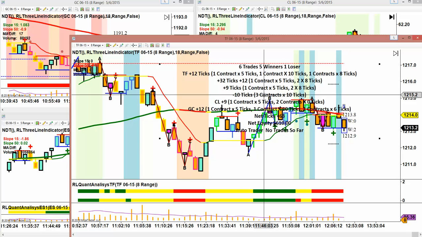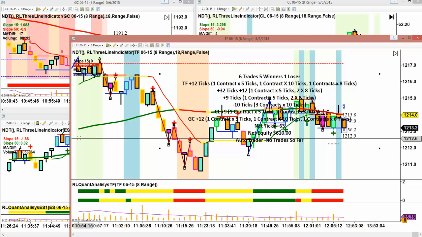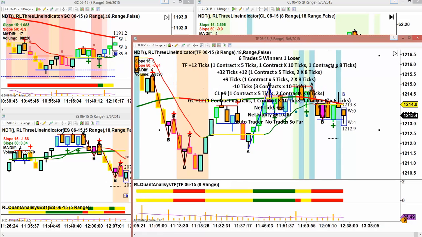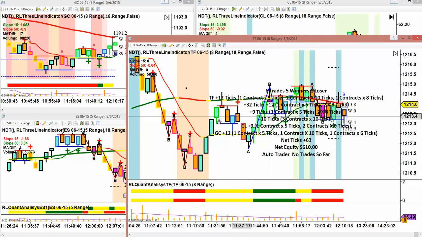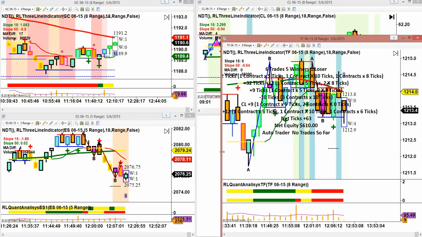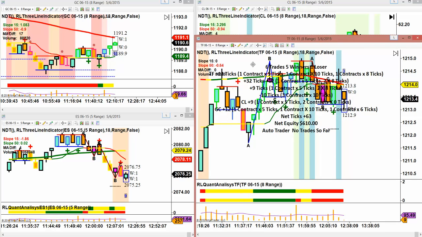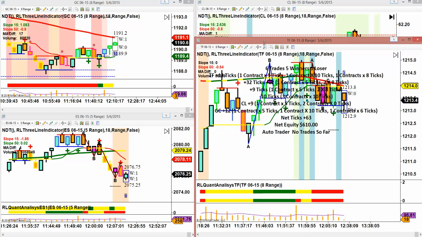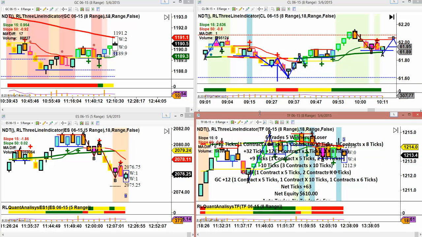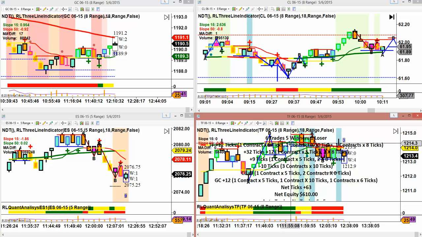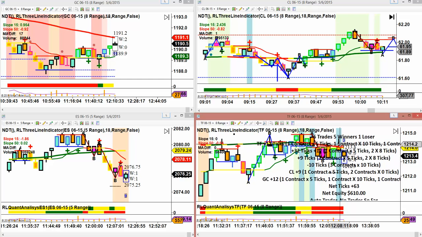So we traded ultra conservatively today, maybe a little bit too conservatively, but we wound up with over $600 of profit, and we're just going to continue. I have my thumb on the quant lines. They're very, very helpful, and they're a nice addition to the platform now that we have them down perfectly and they work exactly the way we want them to work.